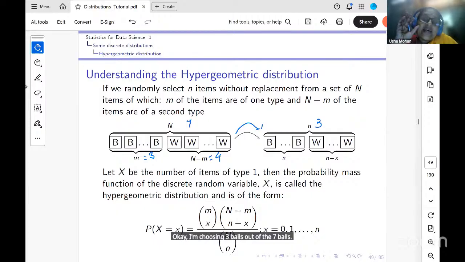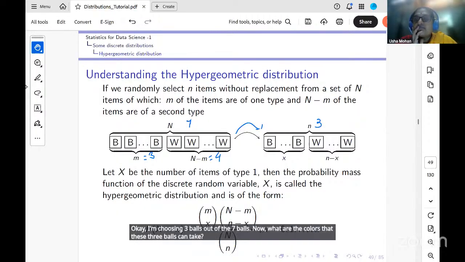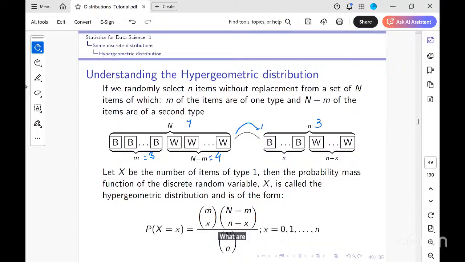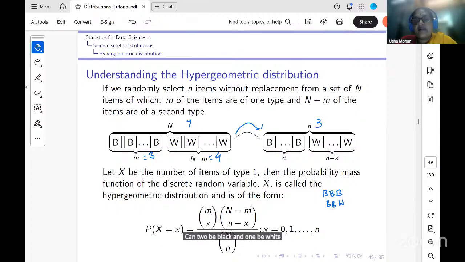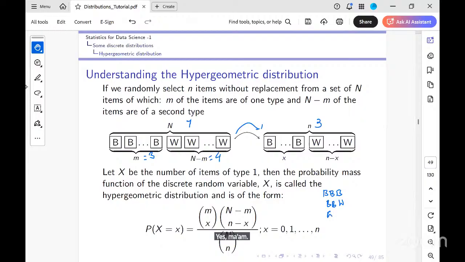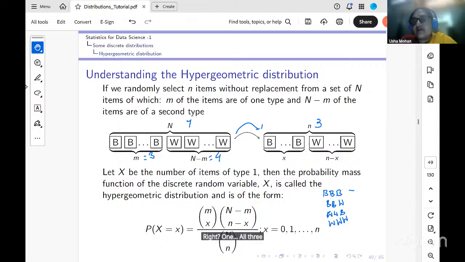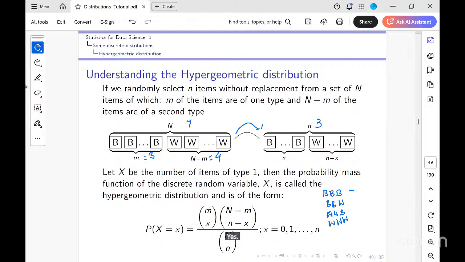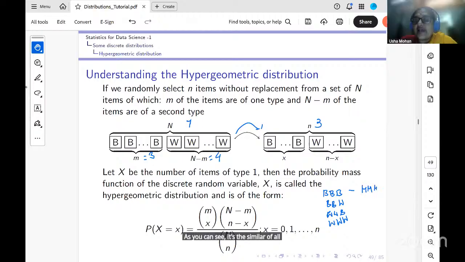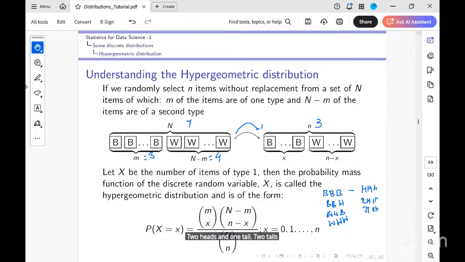Now, what are the colors that these 3 balls can take? What are the possible things for the 3 balls? Can all 3 be white? Can all 3 be black? Can 2 be black and 1 be white? Can 2 be white and 1 be black? What you can see is that it is similar to all 3 heads, 2 heads and 1 tail, 2 tails and 1 head, and 3 tails.